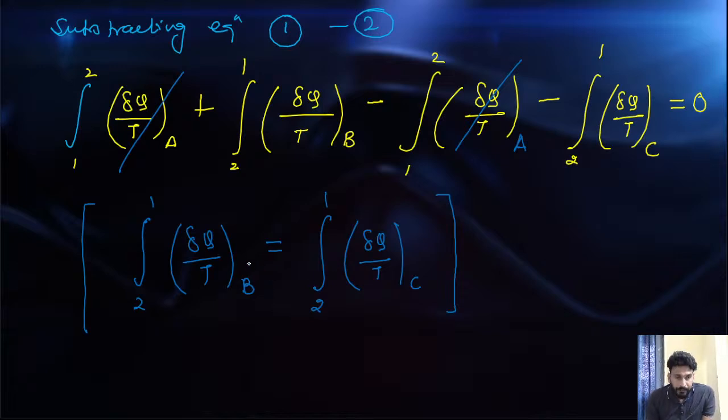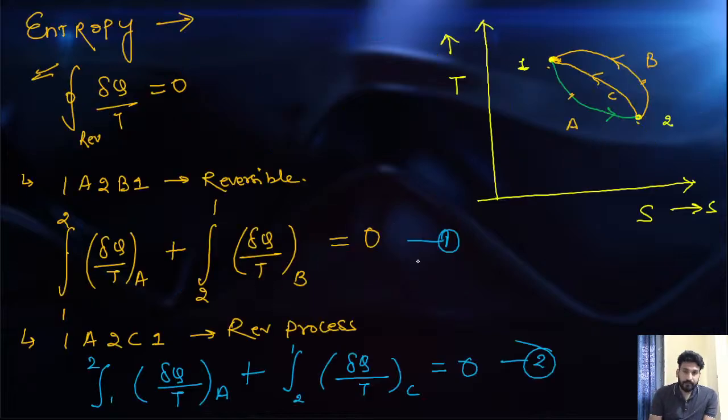the path B and for the path C. So we have these three paths. So the del Q over T ratio is the same for path A and the same for path C. What is the meaning? The meaning is that del Q over T is not the path function.